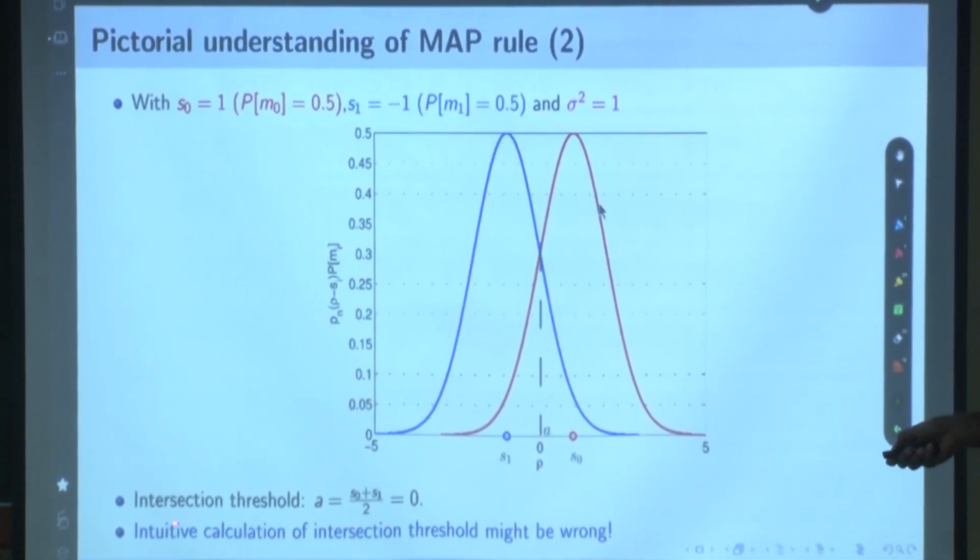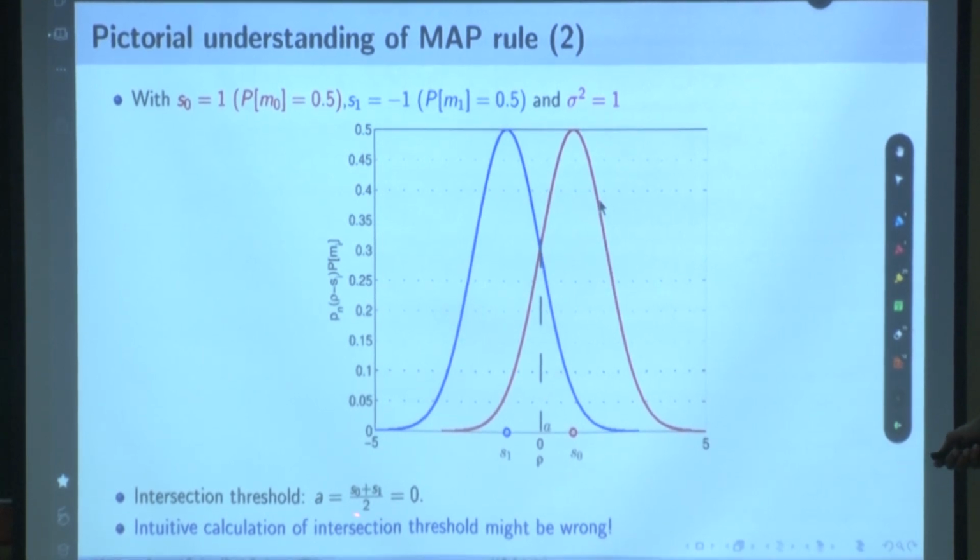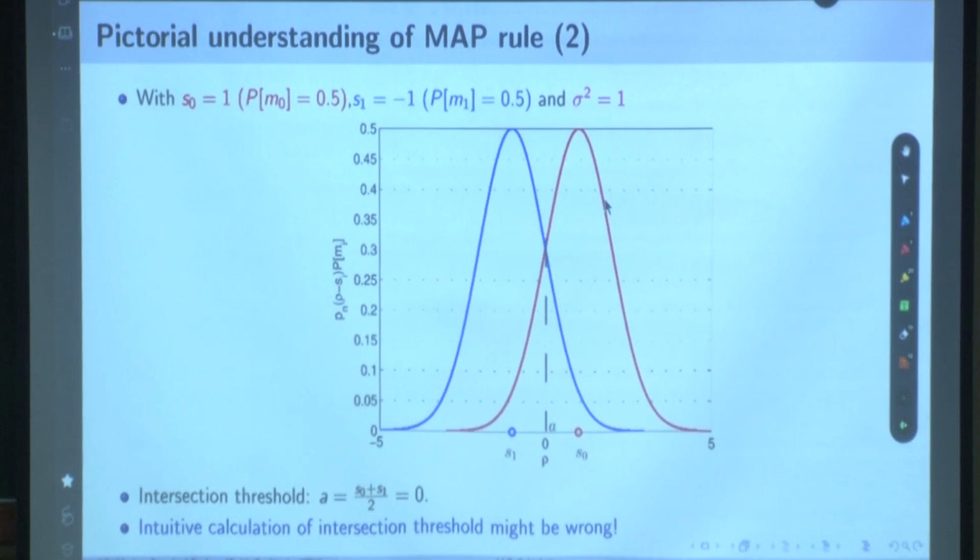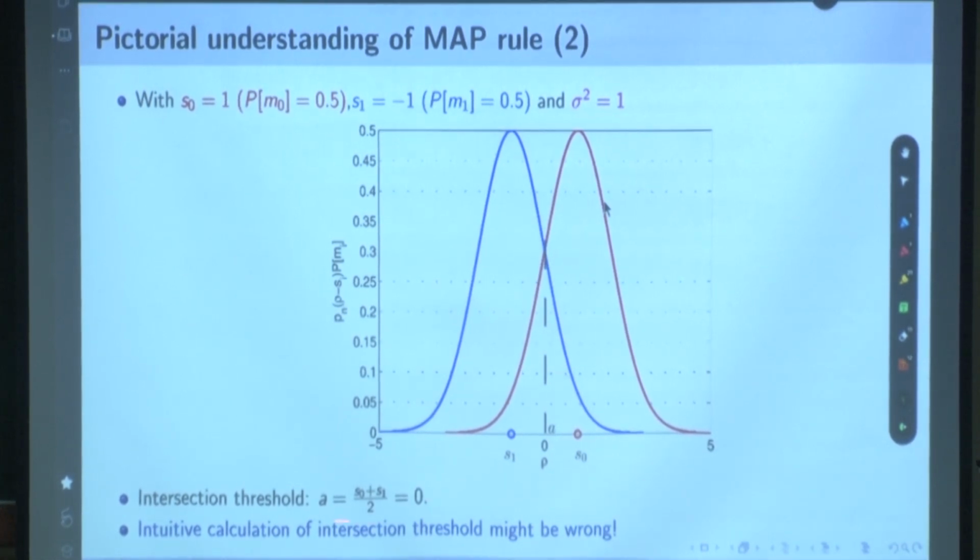What students normally do, when we give them a question like this, is intuitively calculate this threshold. Given a binary system like this, they declare the received signal as S0 if it is greater than 0, otherwise declare it as S1. But that intuitive calculation of the decision threshold is wrong because you have not incorporated the a priori probabilities. So that is another takeaway.